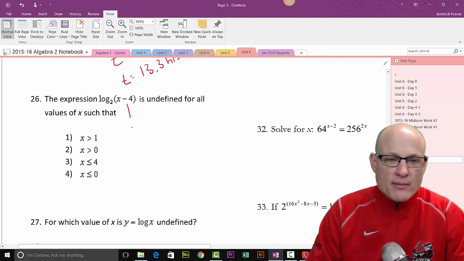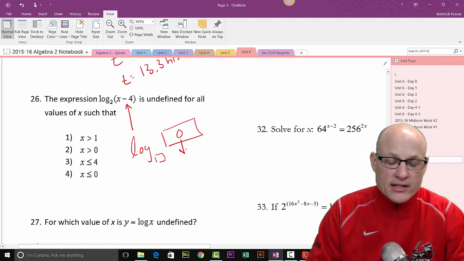All right, so if you remember correctly, you can't take the log. I don't care what the base is. It doesn't matter what the base is. You can't take the log of 0 or anything less than that.